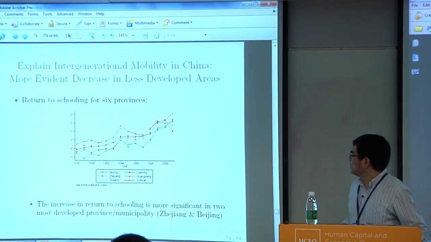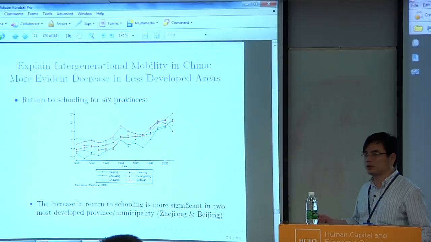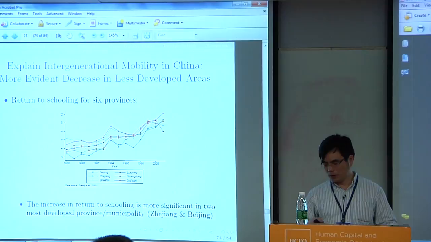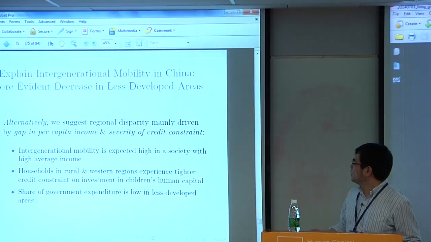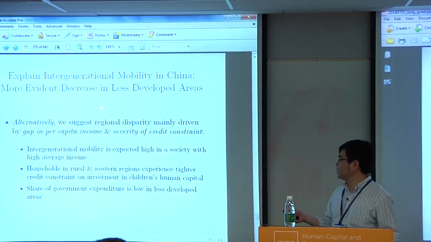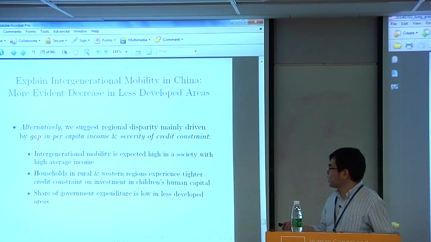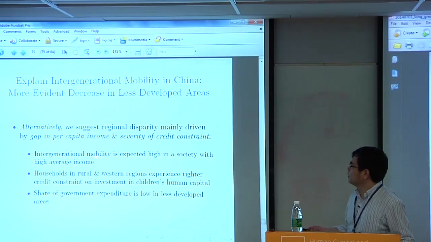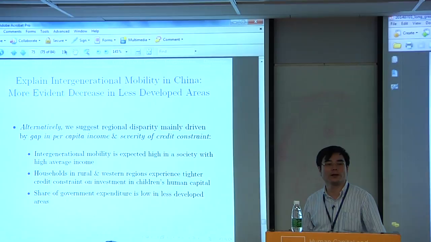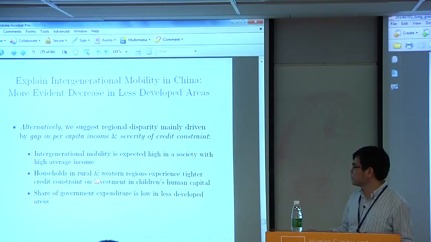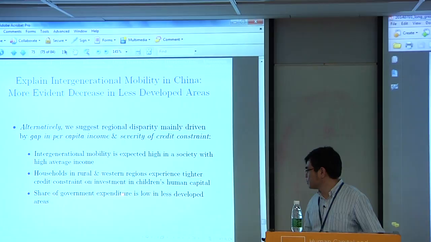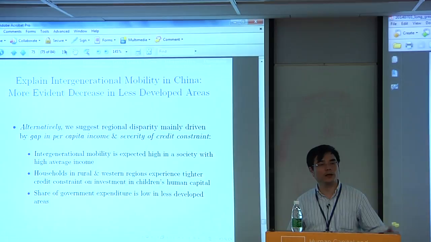We can also look at the pattern by province, and we find that for the coastal cities, the return to schooling change is larger. That regional pattern cannot be explained by return to schooling, but it can be better explained by the gap in per capita income and severity of credit constraint. Intergenerational mobility is expected to be high in a society with high average income. In the rural and western regions, there is tight credit constraint on investment in children, and the share of government expenditure is low in less developed regions. All those reasons can explain the regional patterns we observed earlier.